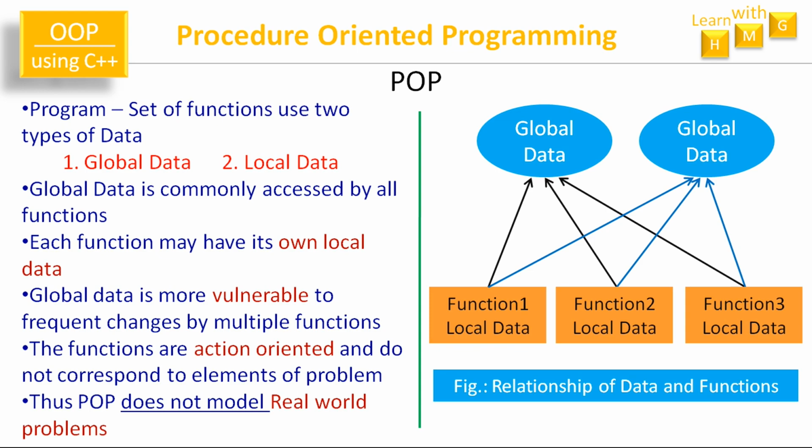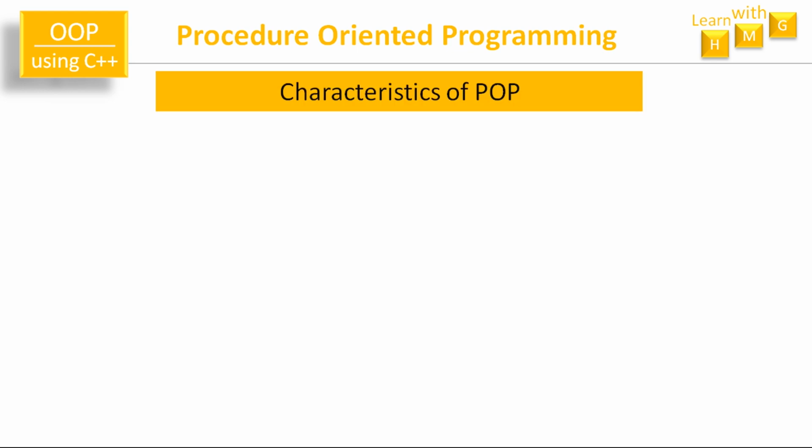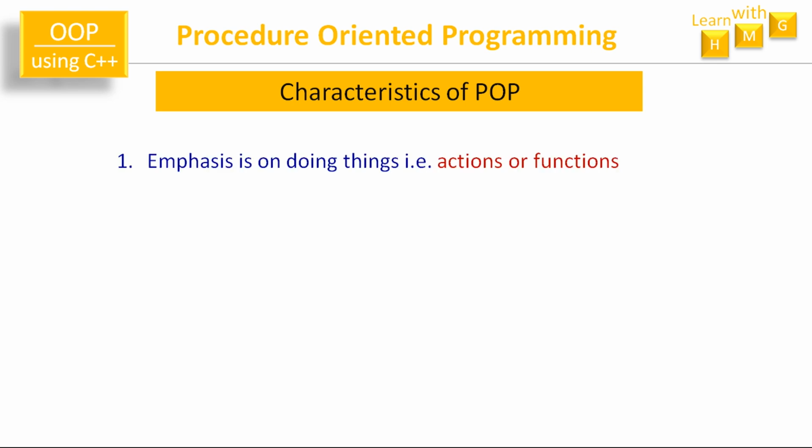So with this figure you can easily understand the relationship of functions and the two types of data, that is global data and local data. Let us see the characteristics of POP. Based on the concepts we have learned just now, we can list out the characteristics.